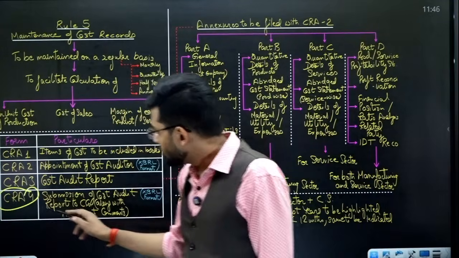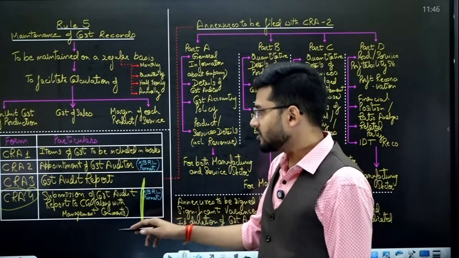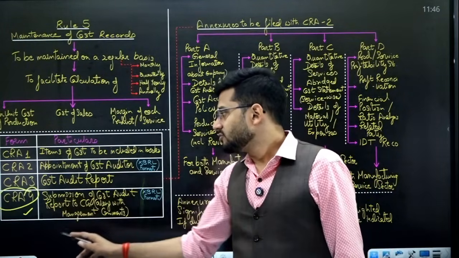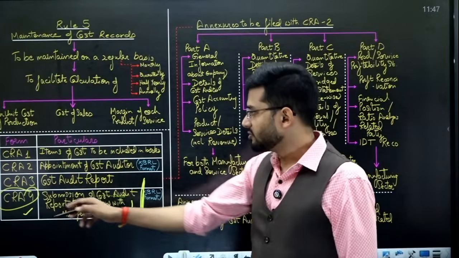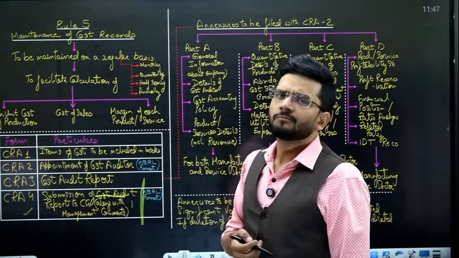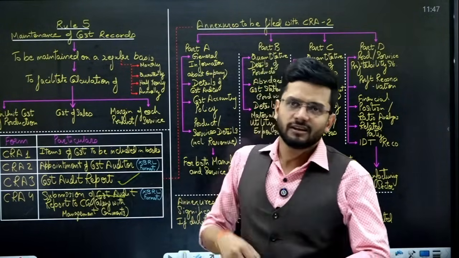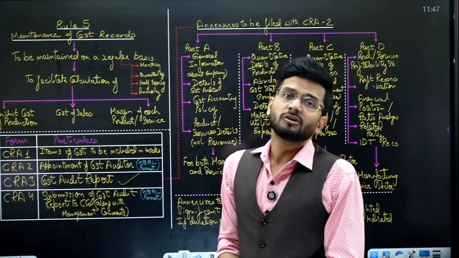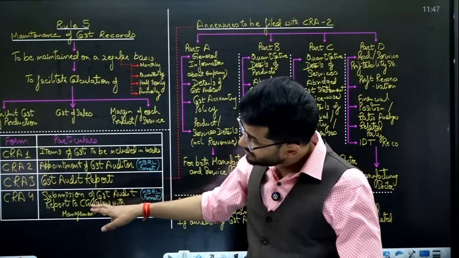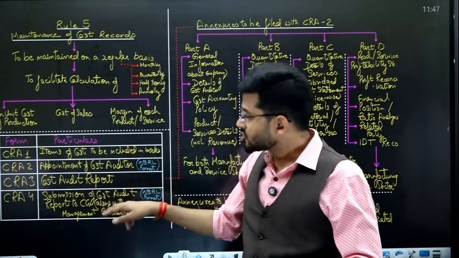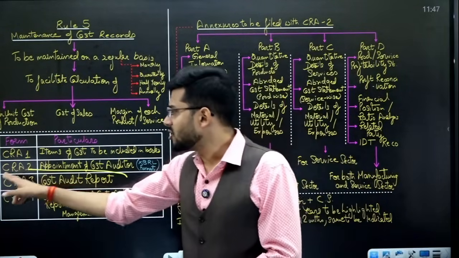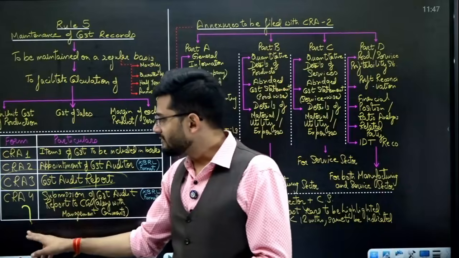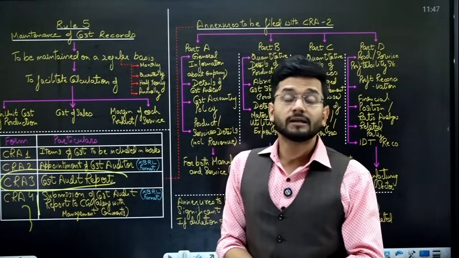Okay. Then CRA 4, submission of cost audit report to the central government. When you submit the cost audit report to the central government, you file CRA 4. Now, sir, tell us one thing. When we already have CRA 3, where we are filing our cost audit report, the same we can file to the Government of India also. Why a separate form for submission of cost audit report to the central government? Why is CRA 4 required?